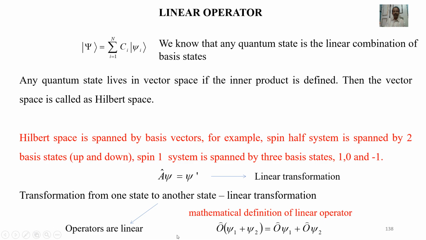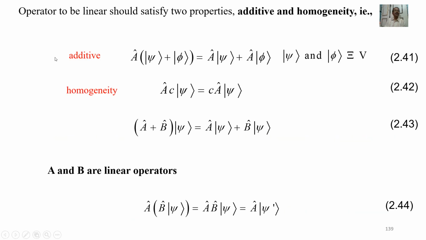The mathematical definition of linear operators is that the operator O operating on the combined system is equal to the operator operating on the individual systems. That is, O operating on psi1 plus psi2 is equal to O operating on psi1 plus O operating on psi2. So these operators are linear operators. For an operator to be linear, it should satisfy two properties: additivity and homogeneity.